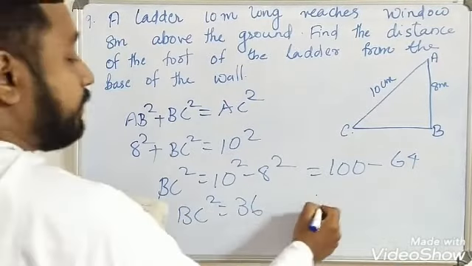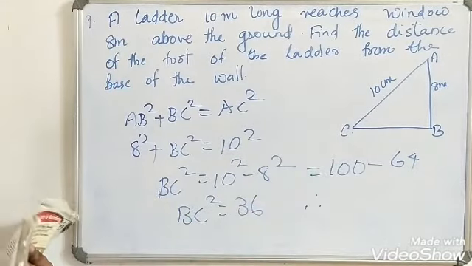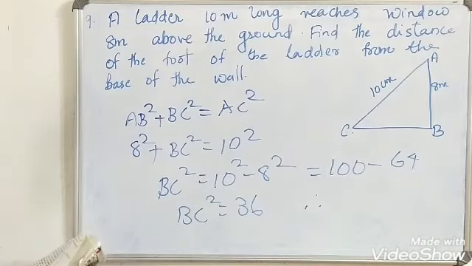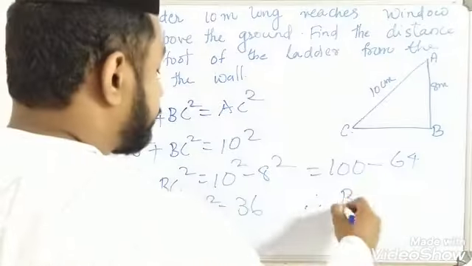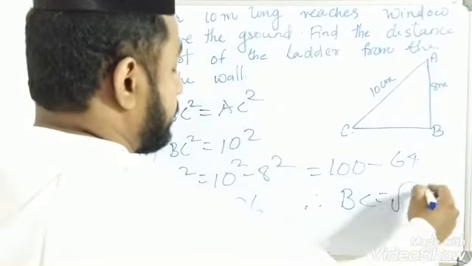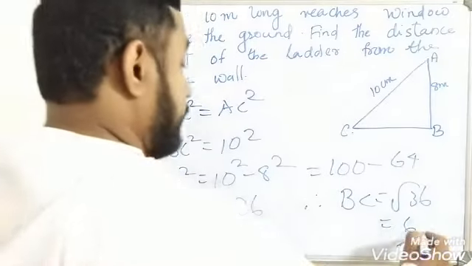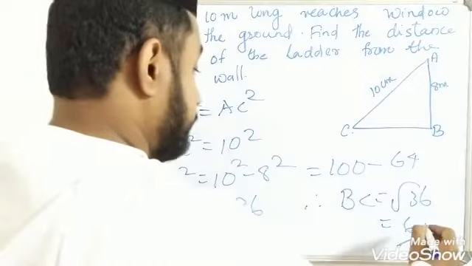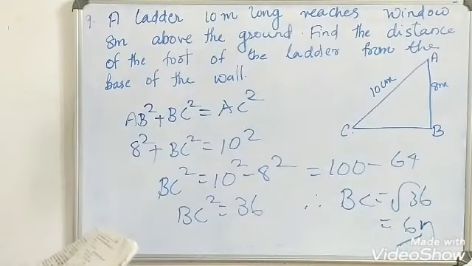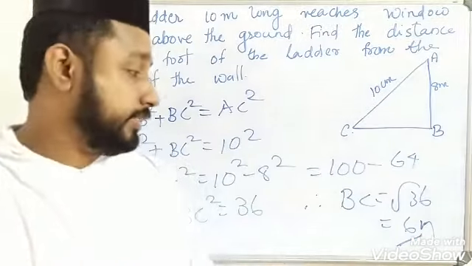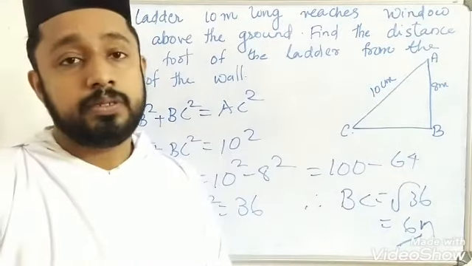Therefore BC square is equal to 36. This question was done in small classes, a simple question. So BC square is equal to 36. Therefore BC is equal to root 36, that is 6. So 6 meter. The distance between the base of the wall and the foot of the ladder is 6 meters. So using the Pythagoras theorem, we can find the distance.